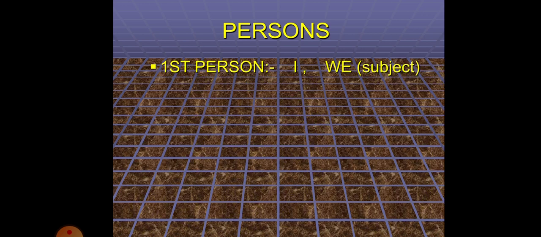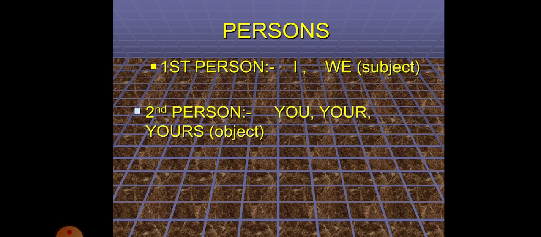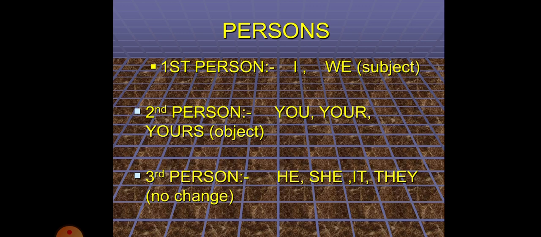For understanding narration, first of all, you should know the persons. We have three persons in all. First person is I and we. Second person, you, your, and yours. Third person is he, she, it, and they. So when you see first person in reporting verb as well as in the reported speech, you have to see that it changes according to the subject. Second person changes according to the object. Third person has got no change.